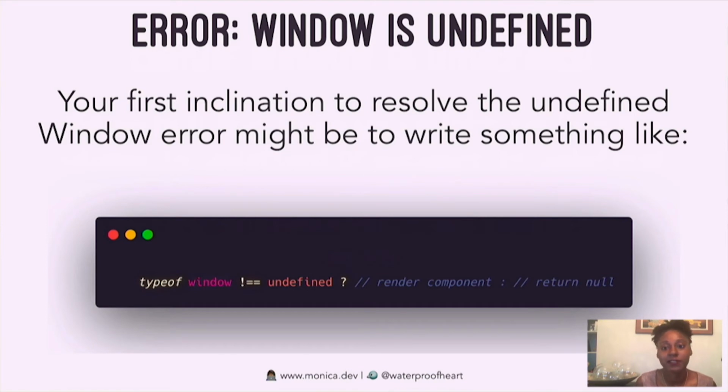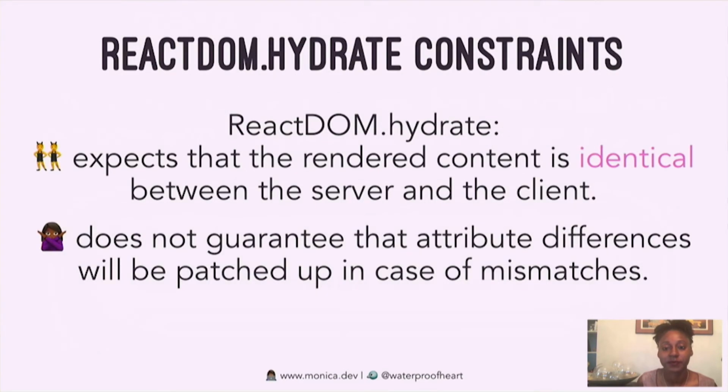Your first inclination to resolve the undefined window error might be to write something like, if typeof window does not equal undefined, render this, else don't render this. However, the hydrate API that converts HTML to full-fledged React expects that the content is identical between the server and client and does not guarantee that mismatches will be patched up. Due to this lack of guarantee, it is not a good idea to conditionally render based on elements that will differ between the server and client, as it may lead to some unexpected behavior.